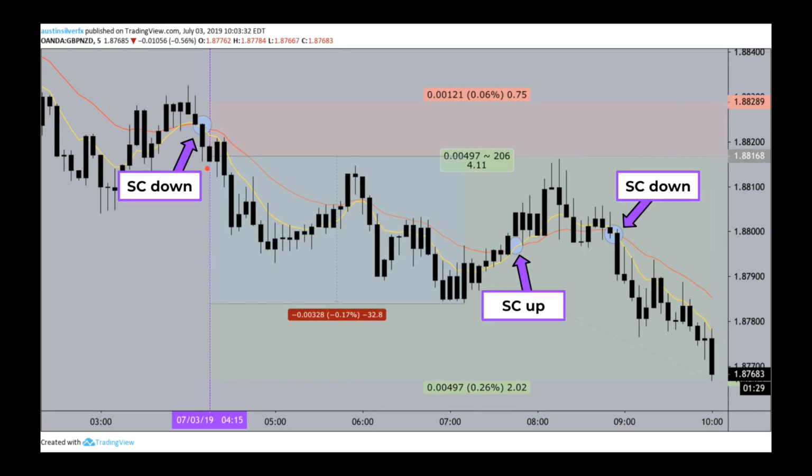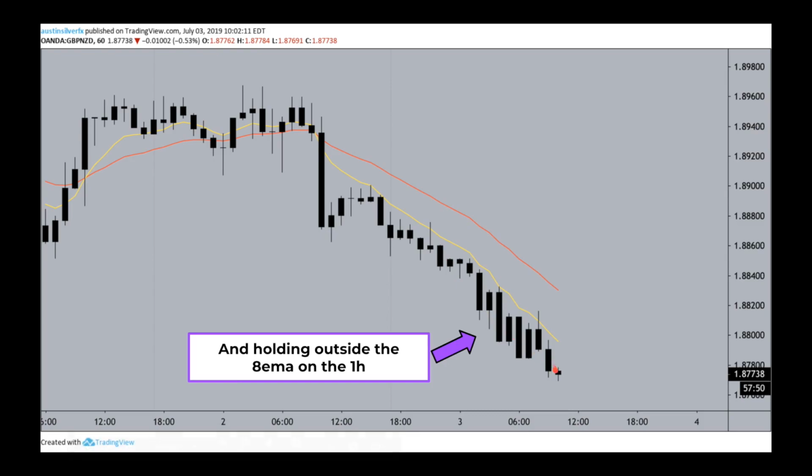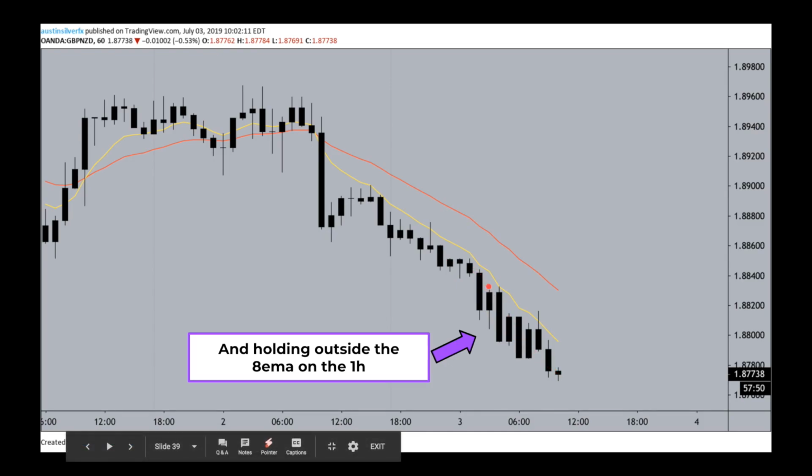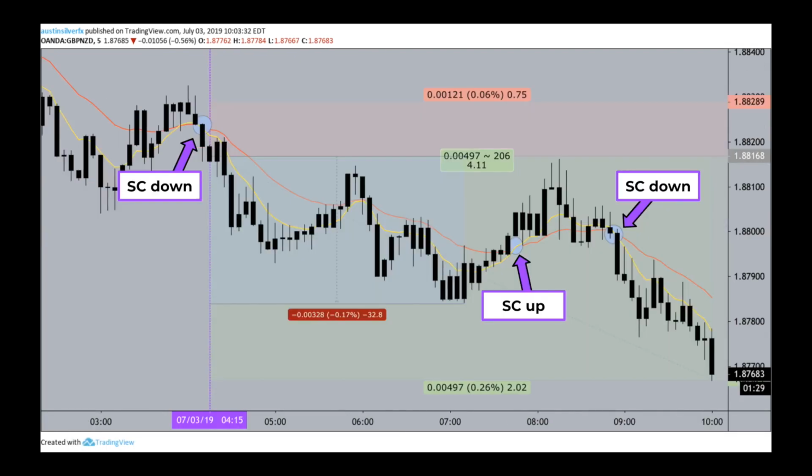And here at 4:15 in the morning, again, if I go back to the hour chart, you can see from 3, 4, 5, 6, even 7, 8, 9 in the morning, we're outside the 8 EMA. So I'm good to go to short it. The daily said I could short it. The 4-hour says I can short it. The hour says we can short it. So I'm looking for shorts.